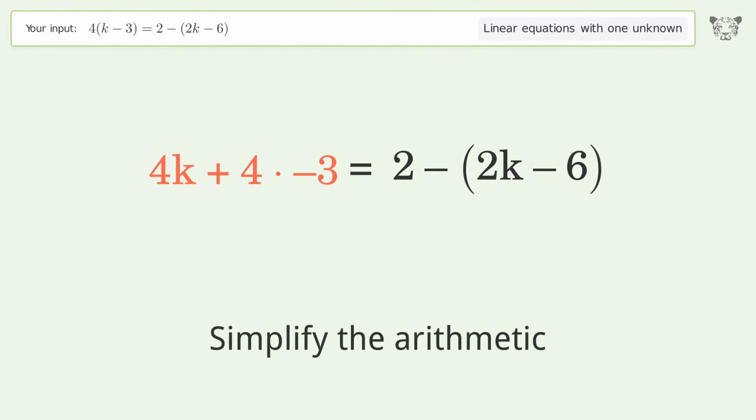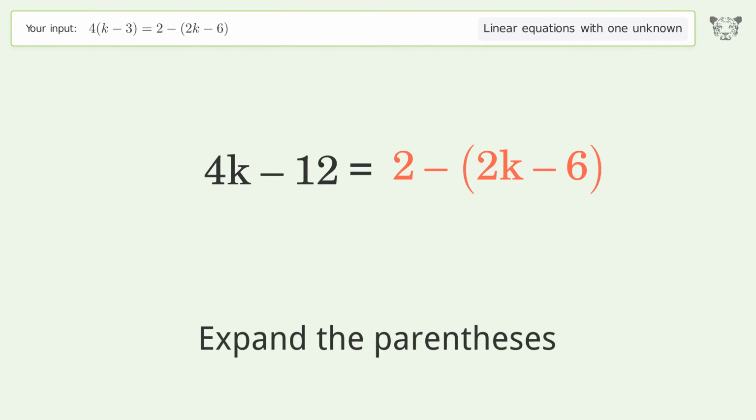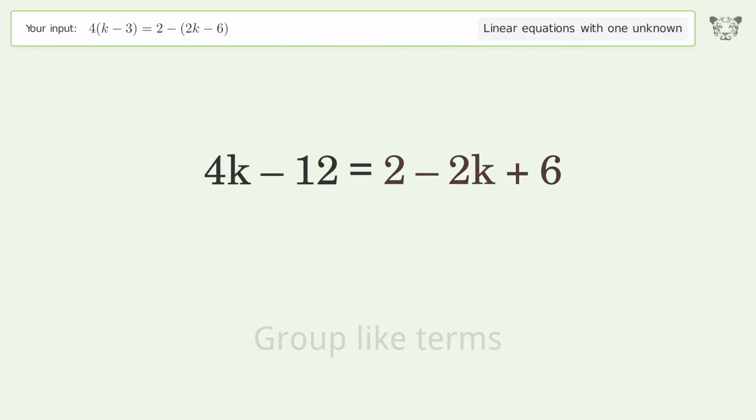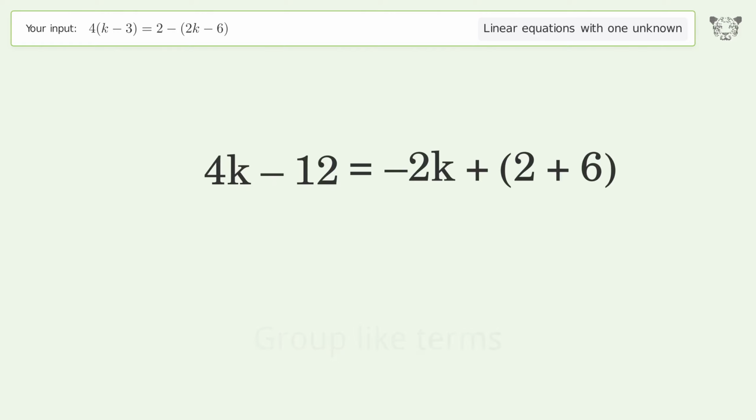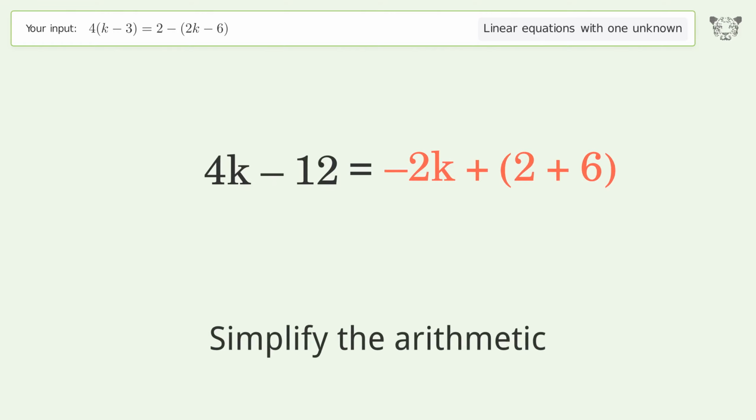Simplify the arithmetic. Expand the parentheses. Group like terms. Simplify the arithmetic.